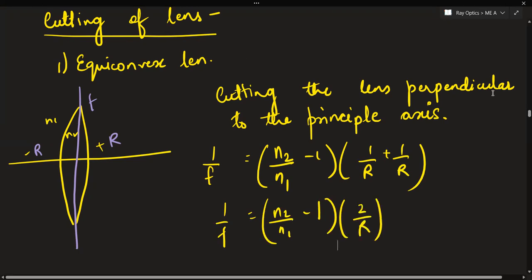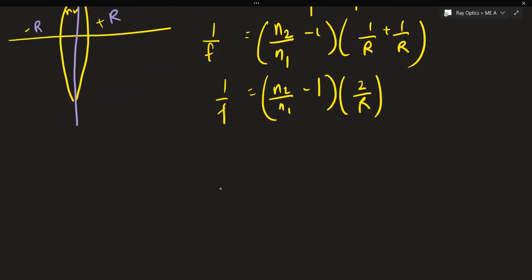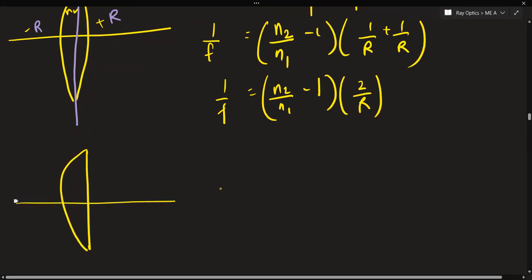Now coming to the cut part of the lens. This is the normal part. This part you have studied. Now if I cut the lens, this will be each part that will be obtained. So this is the principal axis. See, class, what will happen to this radius of curvature?